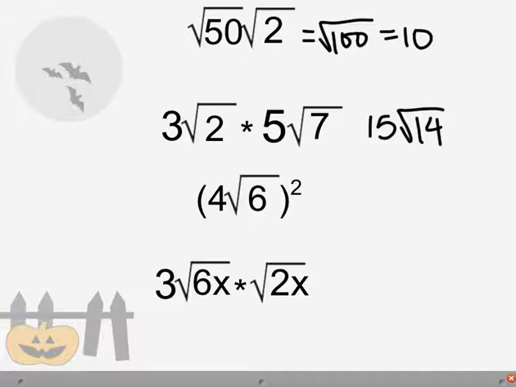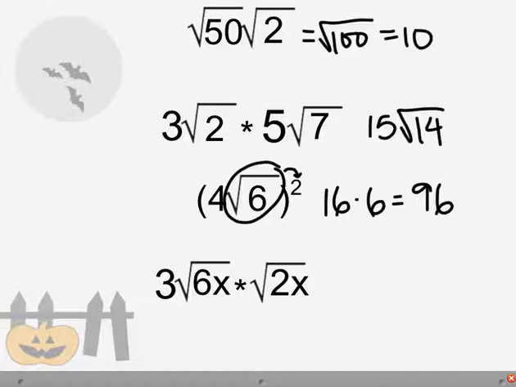4 root 6 squared, well, if we think about this, just like we did on the last page, the 4 is going to be multiplied together, so we get 16, and the square root of 6 multiplied together is just the square root of 36, which is just 6. So 16 times 6, which I believe we get 96. So think about how if we have the square root being squared, that means that we're going to have offsetting operations, and they're going to end up canceling each other out.